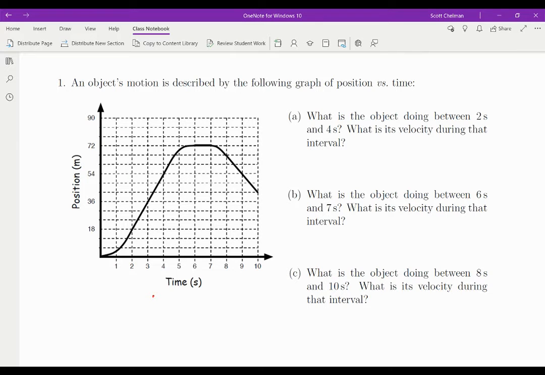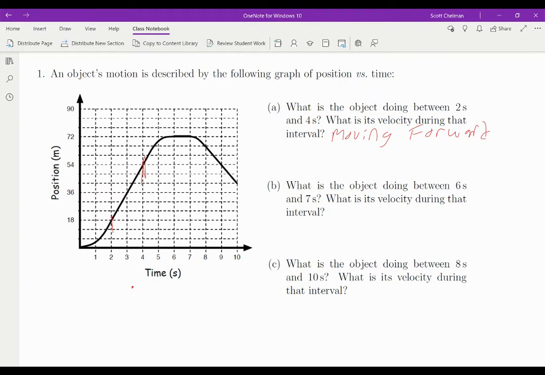Okay, good. So between 2 seconds and 4 seconds, it is moving forward. I like to be super concise with my words, and we have 2 words there, and both of them mean something significant. One says it's moving. How do we know that it's moving? Because there's a slope, right? The slope's not 0, so this object must be moving.